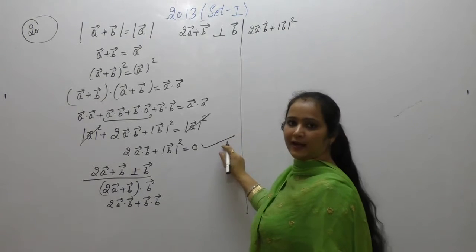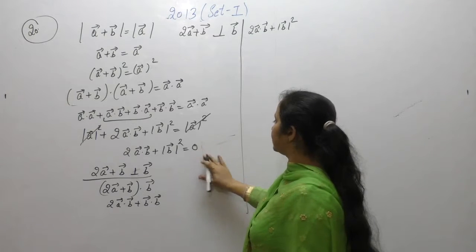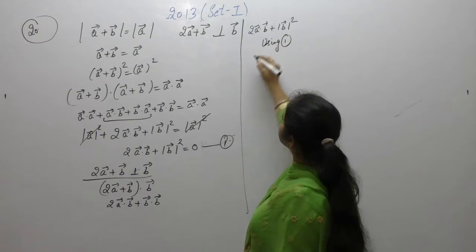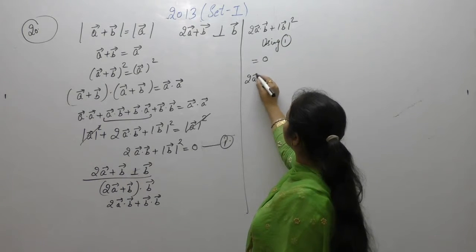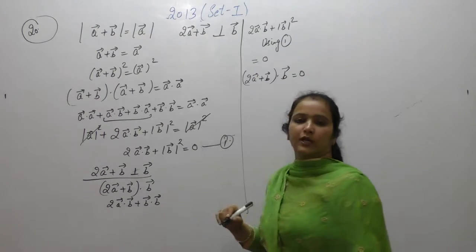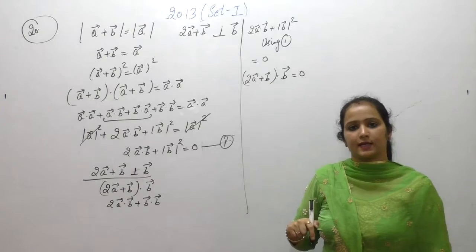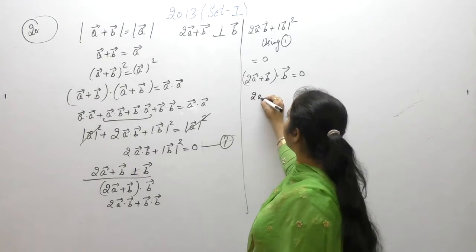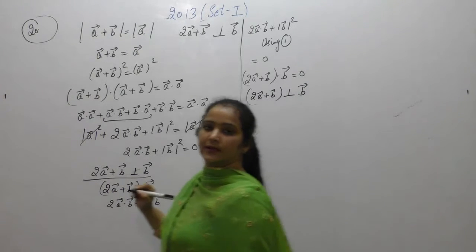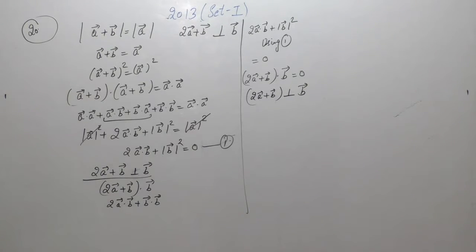Here we have proved that this has value 0. Let this equation be 1. Using 1, this is equal to 0, it means 2A plus B dot B vector is equal to 0. If the dot product of any two vectors is equal to 0, then these vectors are perpendicular. So 2A plus B vector is perpendicular to B vector. Is it clear? Now, the next one.